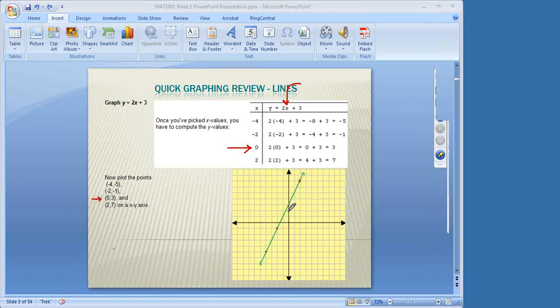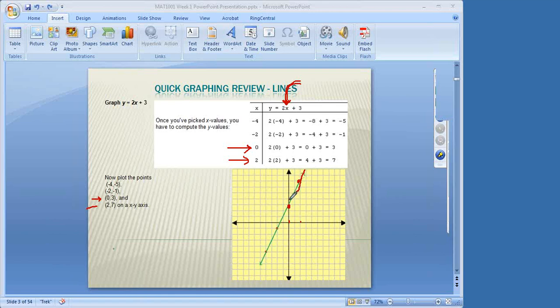And I'm going to plot that, which means I'm going to start at the origin and go left or right 0, up 3, and that's my dot. All right? I'm just going to do one more for this example. Let's say I'm going to pick 2. And again, I can pick anything I want for x. Again, I put that back in place of x in my equation, and I get 2 times 2 is 4, plus 3 is 7, and that's my second point. And then I will start at the origin again and go right 2, up 7, place my dot. And that is enough for me to connect and draw my line.